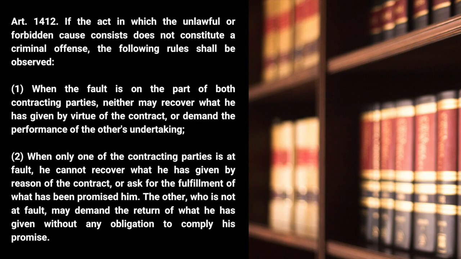Second, when only one of the contracting parties is at fault, he cannot recover what he has given by reason of the contract or ask for the fulfillment of what has been promised him. The other, who is not at fault, may demand the return of what he has given without any obligation to comply with his promise. So here, the second paragraph tells you what would be the consequences if only one is at fault. If one is at fault, then of course he cannot recover, and the one who was innocent can recover if he has already given something by virtue of that unlawful contract. And if he has not given anything yet, then he cannot be obliged to comply with whatever he may have promised under such contract.